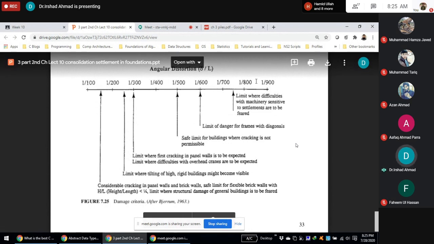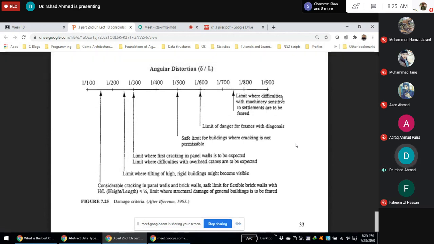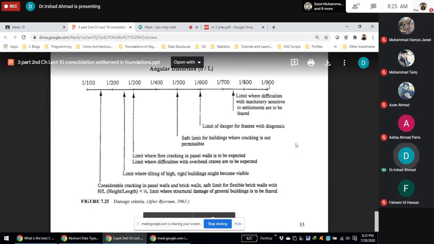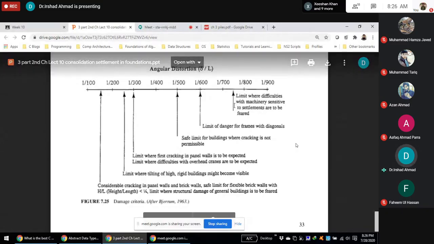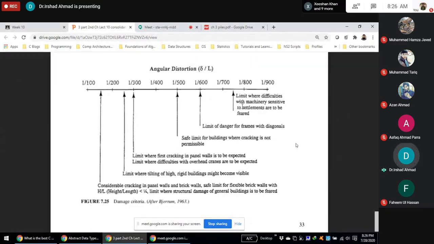And if you come to the extreme right, the distance between two foundations is 900, and the difference in their settlement is only 1 foot. So it means that as you go towards the right, the criteria become very strict. 1 over 900 is a very strict criterion, and this one is used for, like this one, 1 over 700, 1 over 800. The middle one is 1 over 750. So this is the limit where difficulties with machinery sensitive to settlement are to be feared.